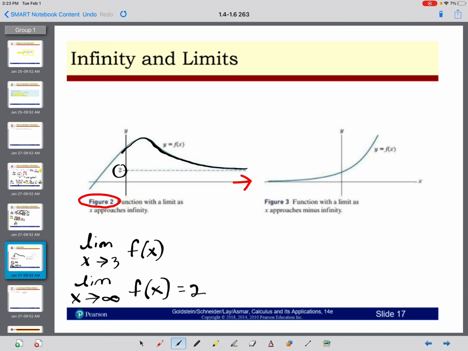For this other example in figure 3, we're going to take a look at what happens when x approaches negative infinity. So we're going to take the limit as x approaches negative infinity and look graphically at what's happening. We have a function here, f of x. Instead of going in the positive direction, we're letting x go to negative infinity. We look at our curve, and our curve is getting infinitely closer to the x-axis. So the limit as x approaches negative infinity is 0.